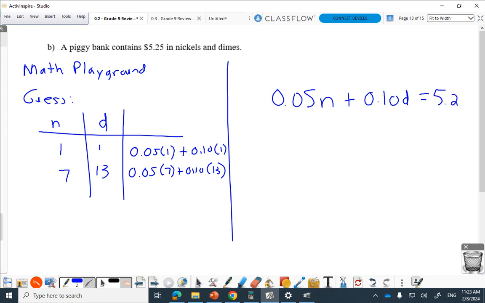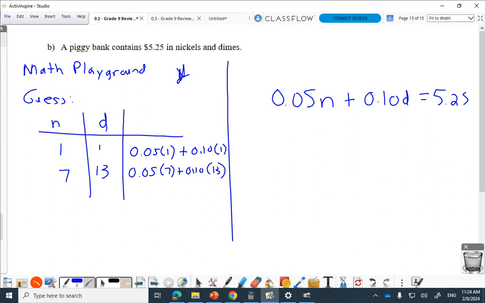$5.25. Please don't underestimate what I just showed you over here in the math playground. That's how we come up with algebra situations. We just go, well, what would I do with the numbers? And maybe some of you are good enough conceptually that you don't need too much of the math playground, but that's all that's going on here. 0.05 times the number of nickels plus 0.10 times the number of dimes has to come out to $5.25.